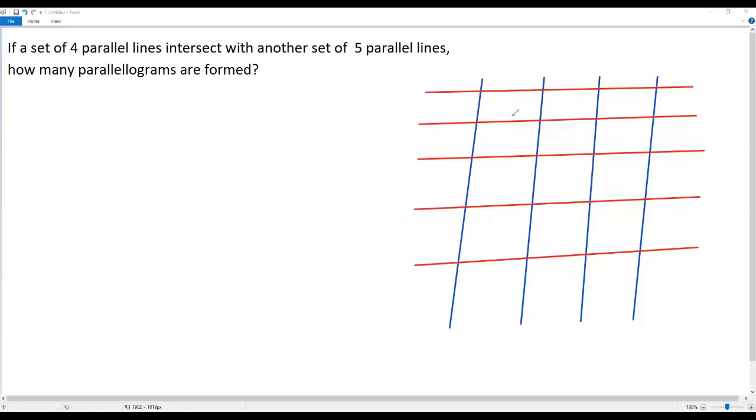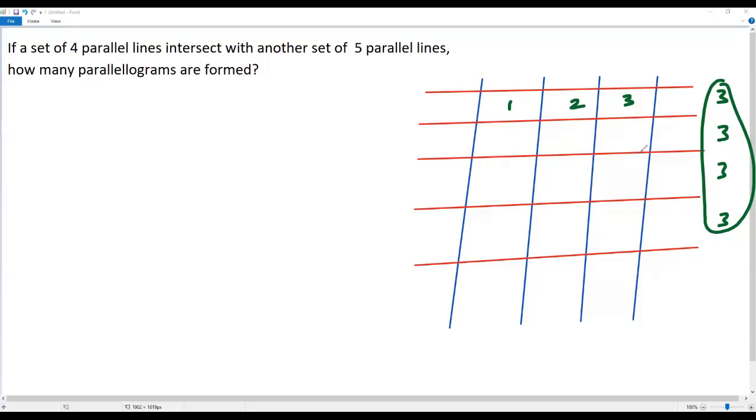Some students may think we can count manually. There is 1, 2, 3. In the first row, we get 3 parallelograms. How many parallelograms are we getting in the second row? 3. Third row, 3. Fourth row, 3. So, 4 times 3 is 12. So, we get 12 parallelograms. So, is 12 the answer for this question?